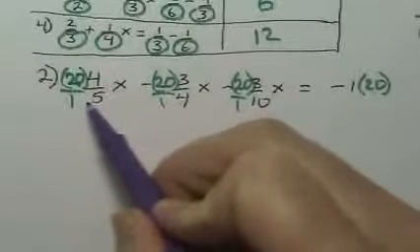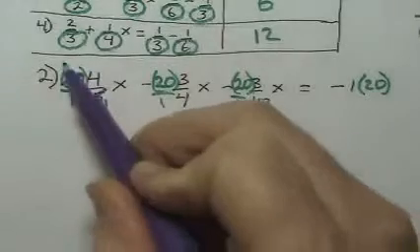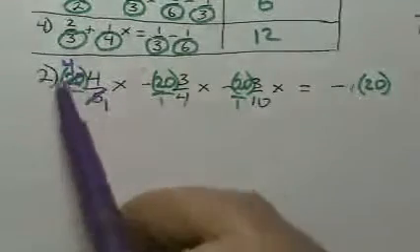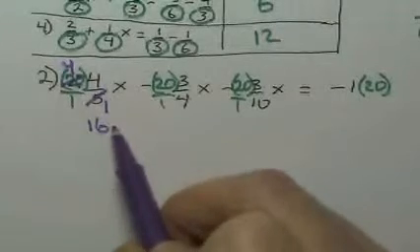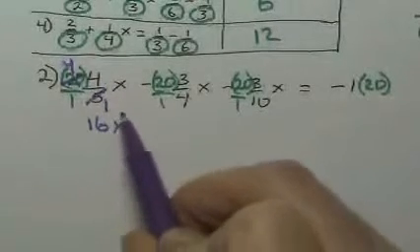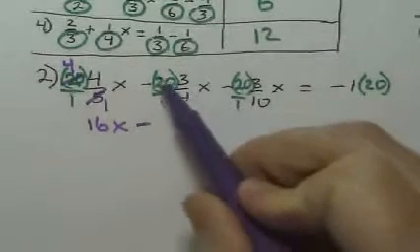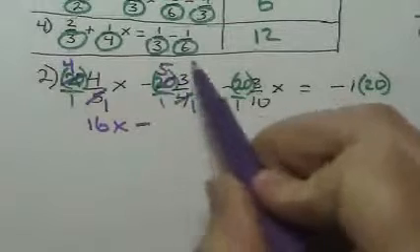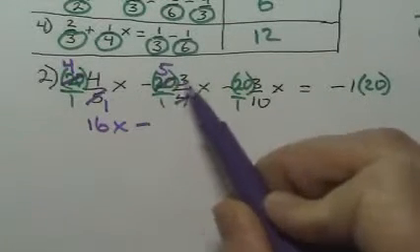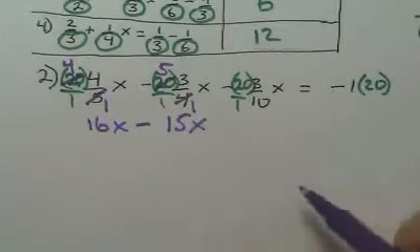simplify this. 5 will go into 20. 5 goes in there once, 5 goes into 20 4 times. So now you have 4 times 4. That's 16. So you have 16x. And I have a minus. And then notice that 4 will go into 20. 4 goes in there once. 4 goes into 20 5 times, 5 times 3 is 15. So it's a 15x.